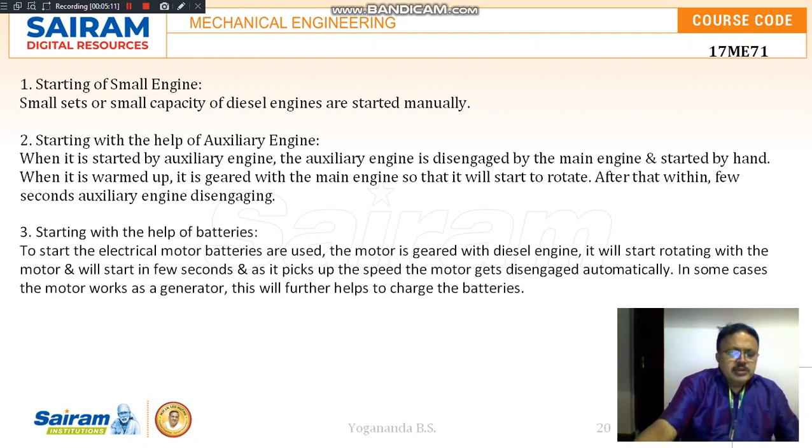Then the steps of how to start the diesel engine. Starting of the small engine: small sets, the smaller capacity diesel engines, can be started manually. Alternatively, it can be started by an auxiliary or supporting engine. The auxiliary engine is disengaged from the main engine and started by hand. When this auxiliary engine gets warmed up, it is geared with the main engine so that the main engine starts to rotate. After that, within a few seconds, the auxiliary engine can be disengaged.